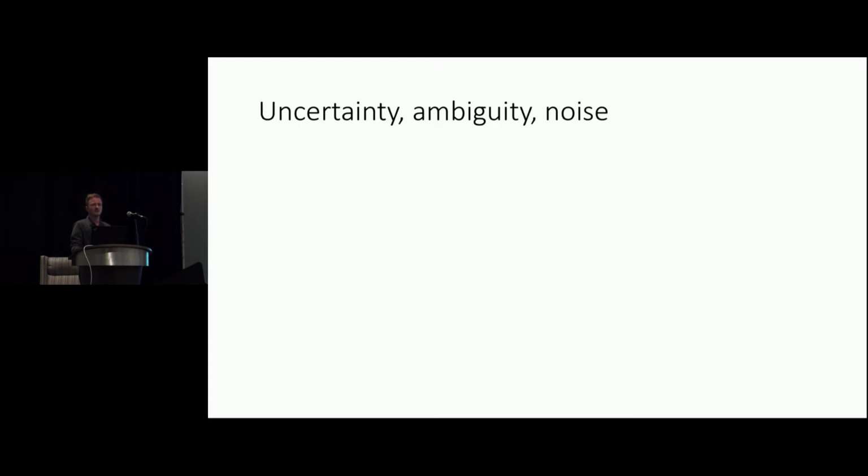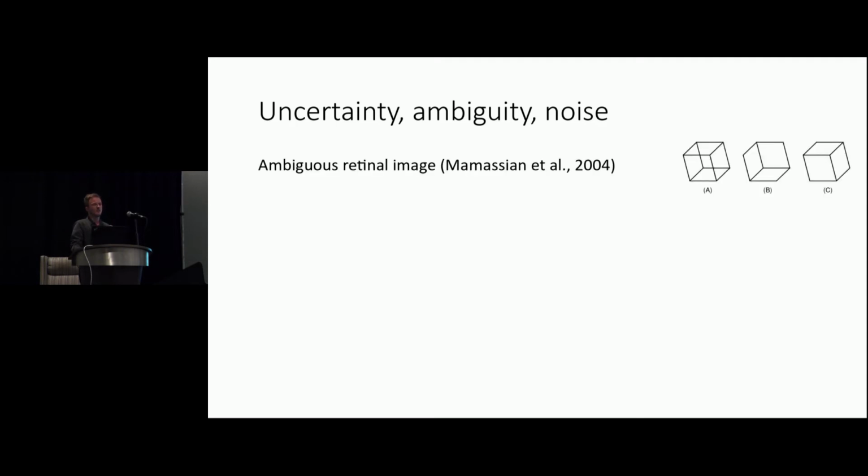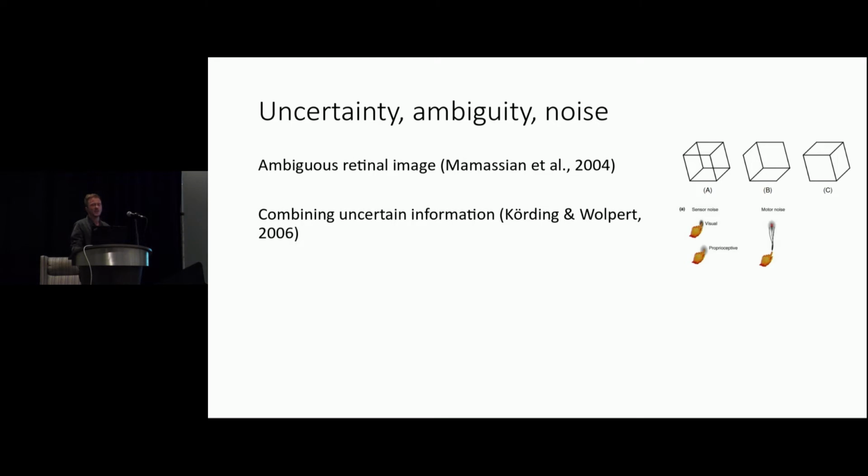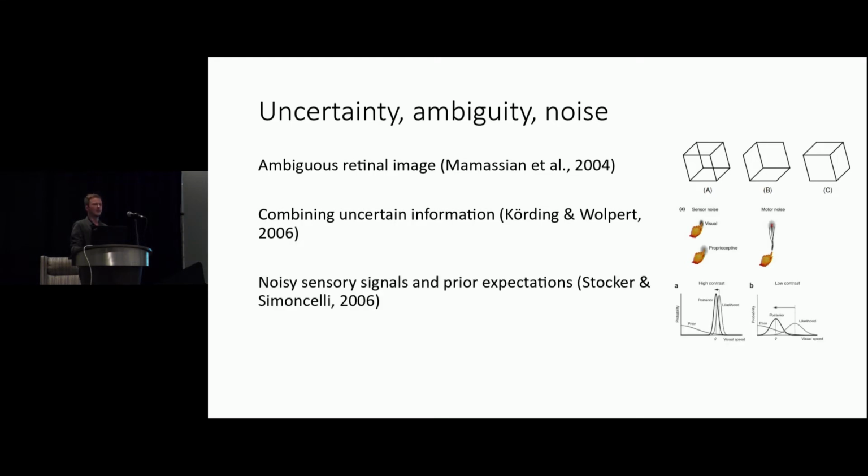So what are the assumptions of these normative models? I'll just repeat some of these points from the keynote. We know that the world is uncertain, ambiguous, and noisy. You have ambiguous retinal images. You have to combine uncertain information from different sources. And you can use prior expectations to make sense of these noisy sensory signals. And what is the normative way of doing this? Well, Bayesian inference. So you assume that there's some latent state of the world X. You make some noisy observations of it, which we call Y, and then you use probability theory to come up with a posterior distribution and make sense of the state of the world.